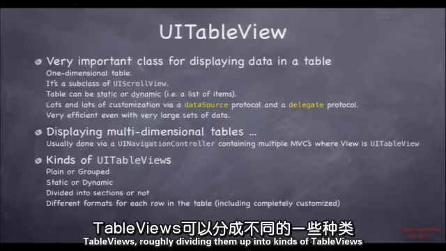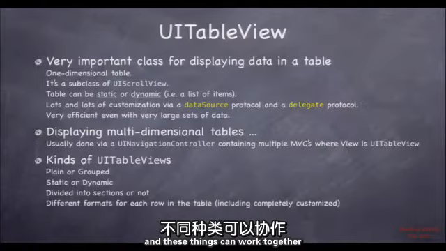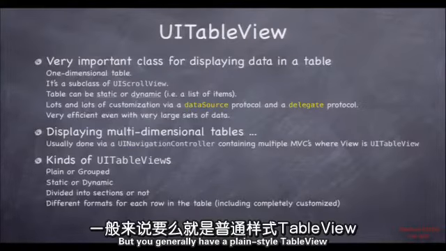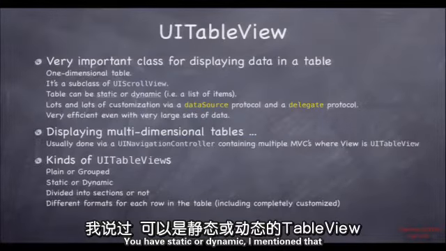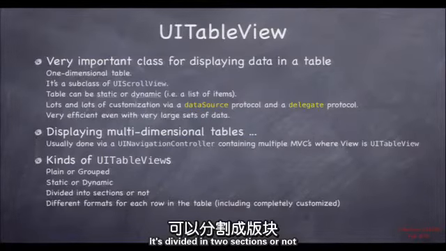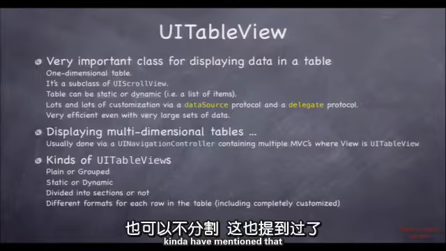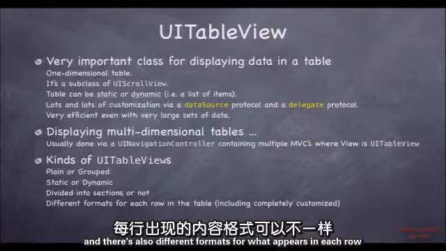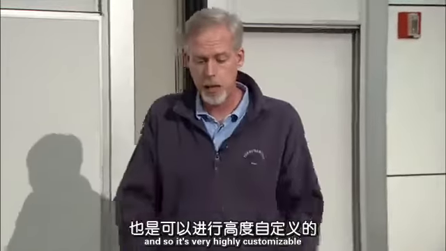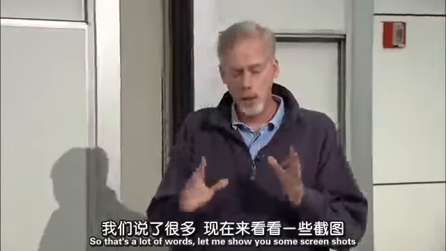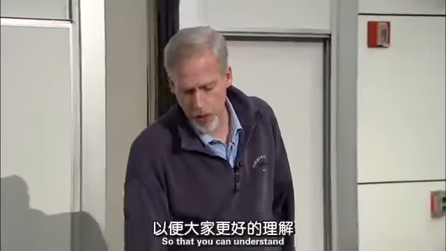The table views, roughly dividing them up into kinds of table views, and these things can work together, but you generally have a plain style table view or a grouped one, and we'll see what that looks like. You have static or dynamic, I mentioned that. It's divided into sections or not, I kind of have mentioned that, but not shown you. And there's also different formats for what appears in each row. What appears in each row is a UIView, and so it's very, very highly customizable. So that's a lot of words. Let me show you some screenshots so that you can understand.